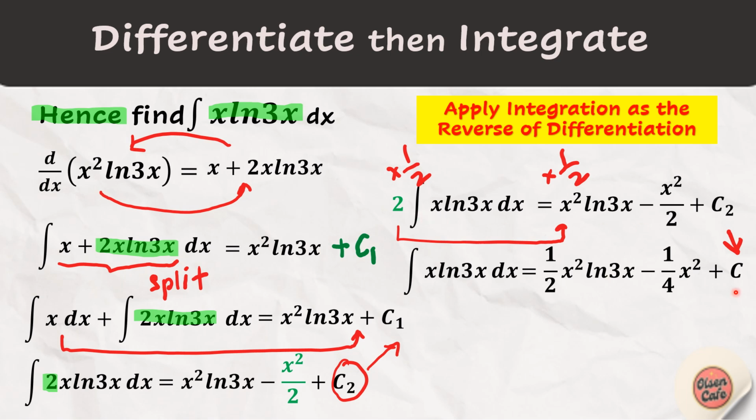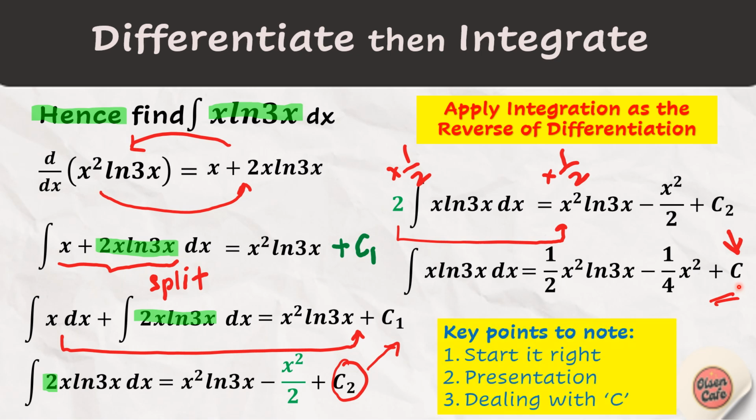Very often students tend to write the constant in the answer here as C2 over 2. That is not necessary. All we need to do is write down a letter to represent the overall constant. So this is what we need to do. Now, at this point, I would just want to very quickly go through 3 key points in order for you to solve this particular question.